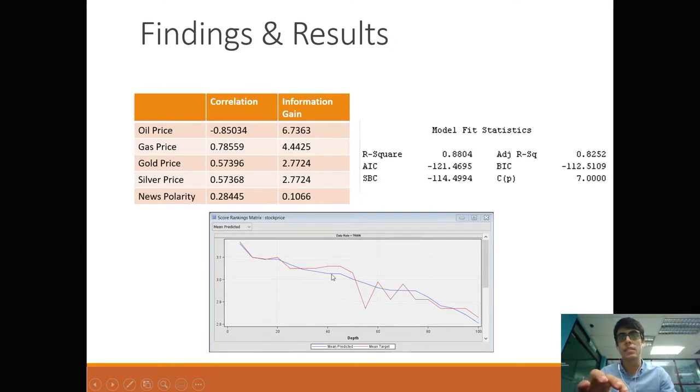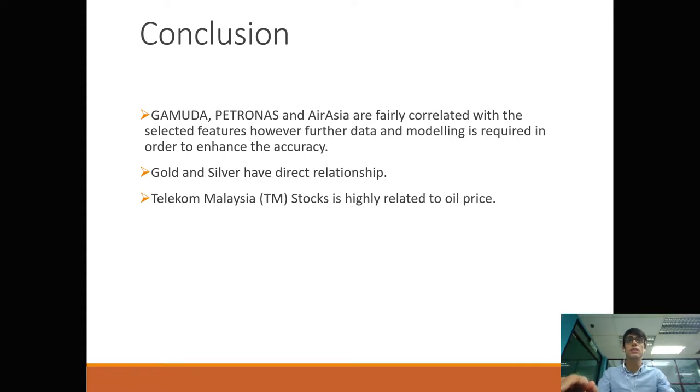So the blue line is the predicted one, and the red one is the actual value. As a conclusion of this project, I can say that Gamuda, Petronas, and AirAsia are very correlated with the selected features. However, we need to do more enhancing on our features. Maybe we can add more features and also more data in order to increase our accuracy from like 60-70% to somewhere around 90 or 98%.